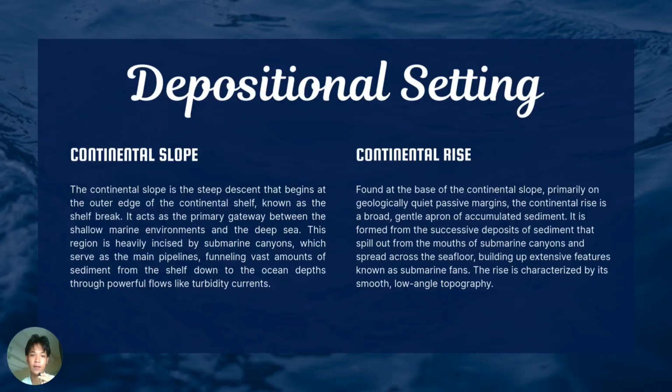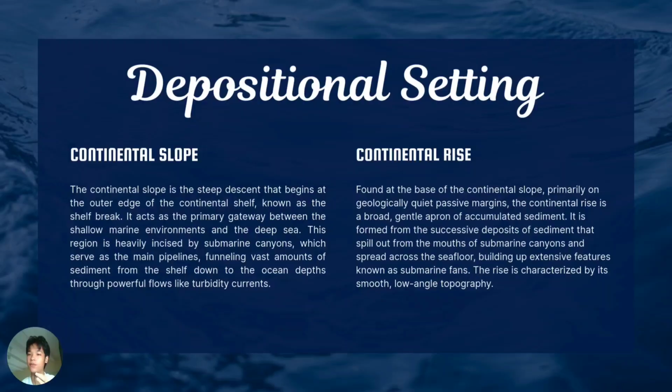Next is the continental rise, found at the base of the continental slope, primarily in geologically passive margins. The continental rise is a broad, gentle apron of accumulated sediment. It is formed from the successive deposits of sediment that spill out from the mouths of submarine canyons and spread across the seafloor, building up extensive features known as submarine fans. The rise is characterized by its smooth, low-angle topography.